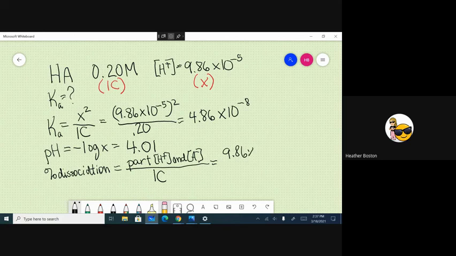So it will be 9.86 times 10 to the minus 5 over 0.2, and to turn it into a percent, we multiply by 100. And we get an answer of 0.0493% dissociated. So that's the percent of molecules that are no longer HA anymore, but instead are H plus and A minus. The smaller the Ka, the lower percentage of molecules dissociate.